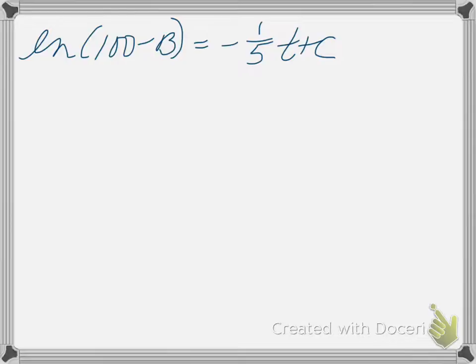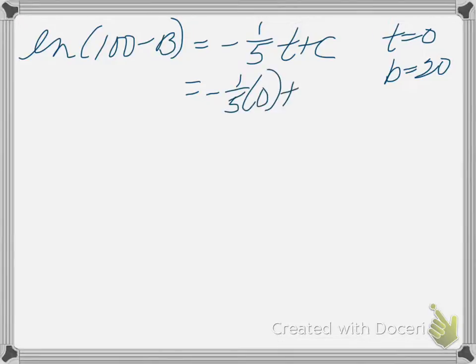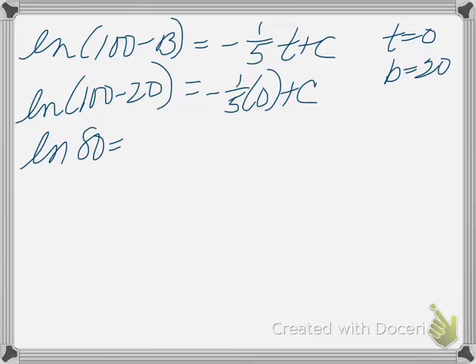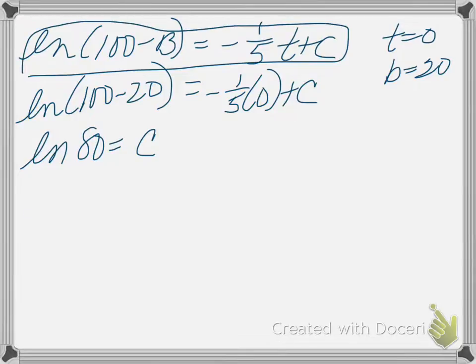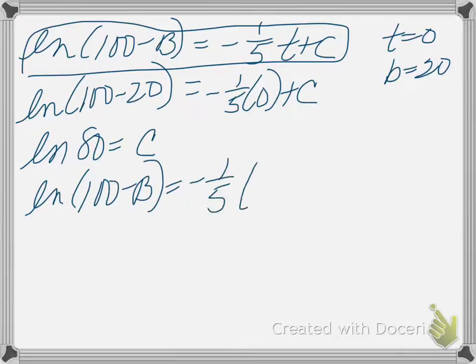Okay, we're going to use the initial condition now. And the initial condition is that when t equals 0, b equals 20. So when t equals 0, b equals 20. So we get ln of 80 equals c, because when we multiply by 0, we get nothing. So now I'm going to go back to this, and I'm going to replace that c with ln of 80. Okay?